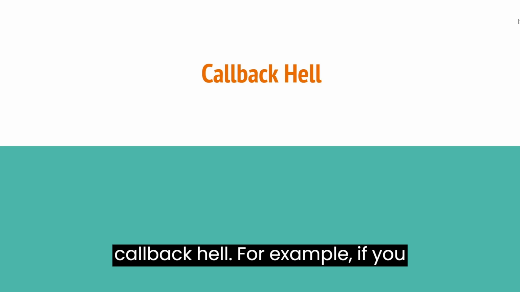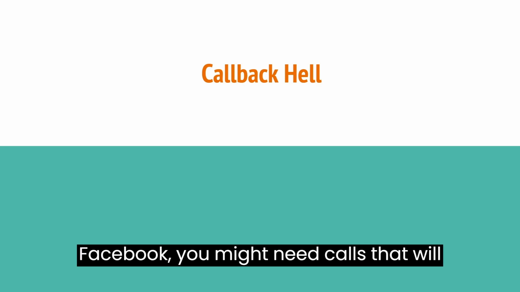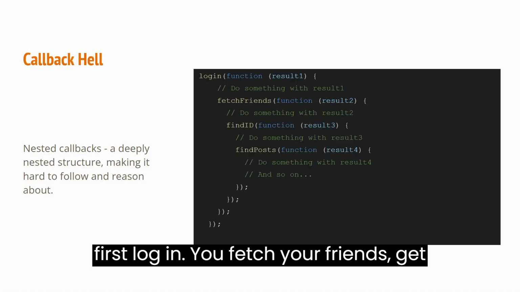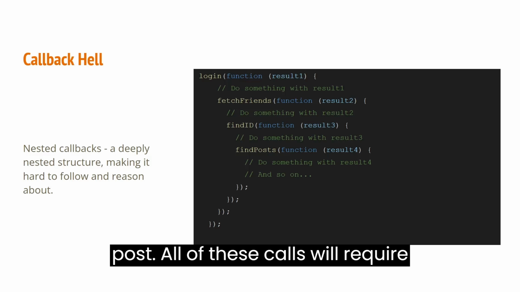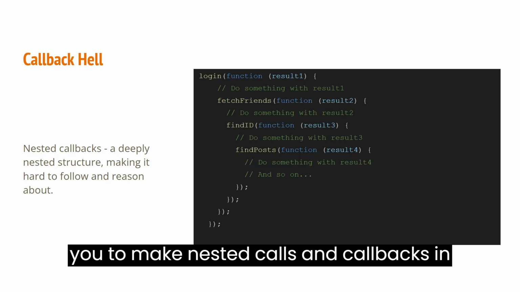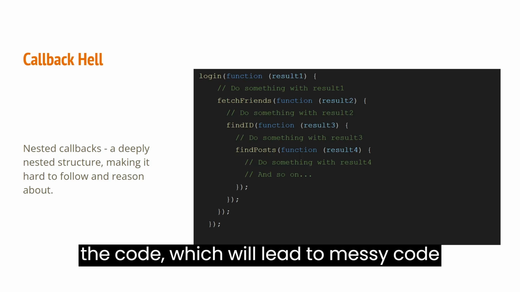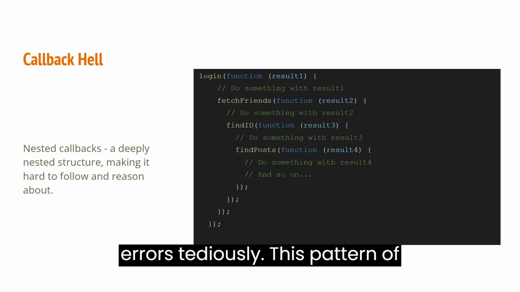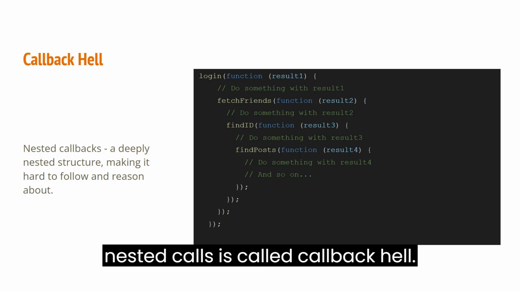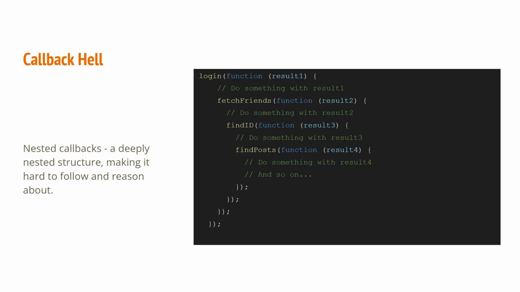For example, if you want to view a post of your friend on Facebook, you might need calls that will first log in you, fetch your friends, get ID of your desired friend, find posts of the desired friend, and get details of the post. All of these calls will require you to make nested calls and callbacks in the code, which will lead to messy code and will require managing happy paths and errors tediously. This pattern of nested calls is called callback hell.